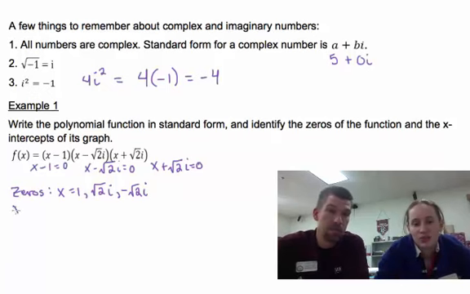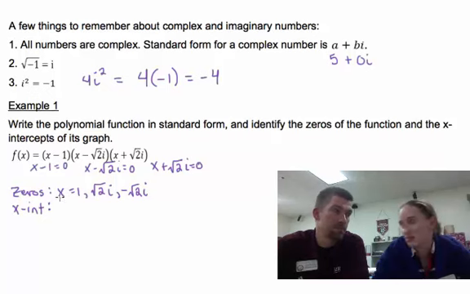Now, x-intercepts. The x-intercepts are all the places where this graph crosses the x-axis, which happen to be the real part of this. Any real zero crosses the x-axis, any imaginary one doesn't. That's why it's an imaginary zero, because you can't actually see it on the graph. Right, it's invisible. So our x-intercept would be at x equals 1.